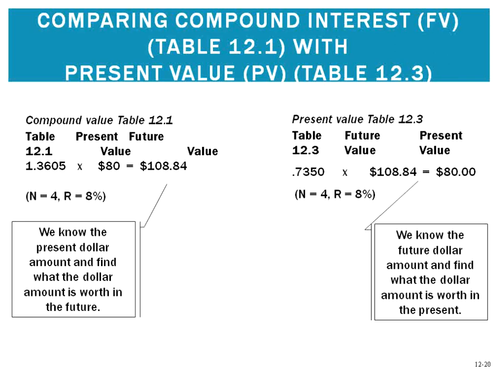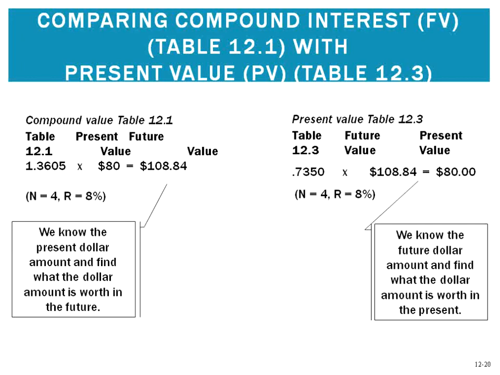So we have 4 periods and we have 8%, and our principal is $80. Okay? So we know we have $80 today. What we've been doing this whole time, we have 4 periods, 8%, get the table value. So our $80 today at the end of 4 years is worth $108.84.